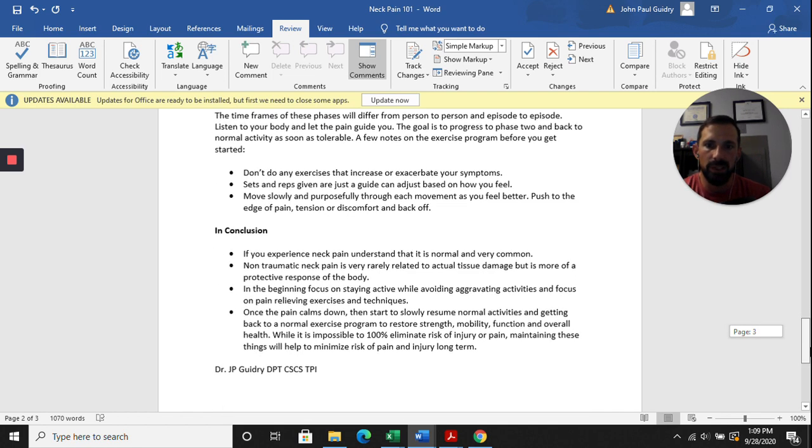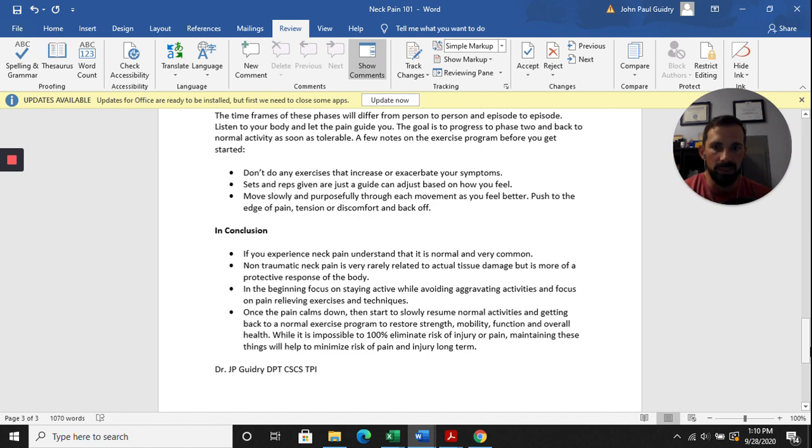So in conclusion, if you experience neck pain, understand that it is normal and very common, especially with certain job types, job requirements, and positions. Non-traumatic neck pain is very rarely related to actual tissue damage, but is more of a protective response of the body from overloading and overstressing certain tissues.